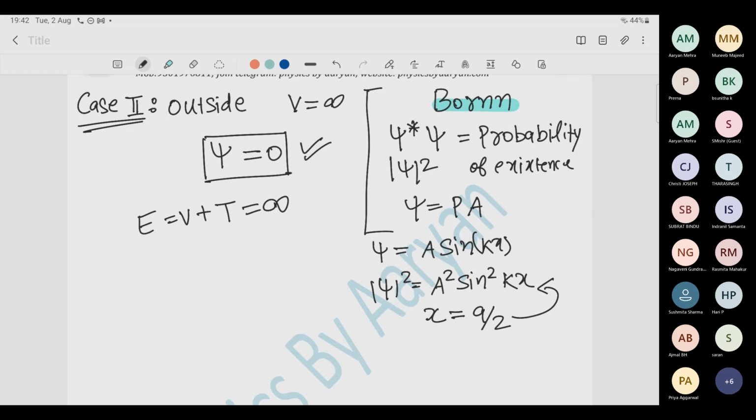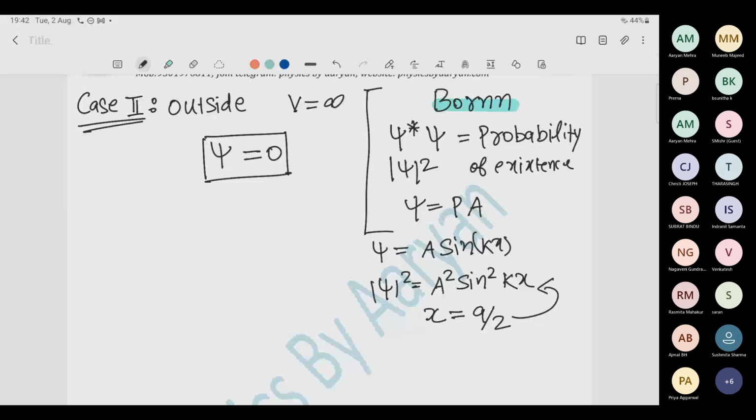All of you understand why phi is 0 outside? Tell me yes, no. Very quick. It's very important. Yes, Bhaiya. No, sir. Please repeat. Okay, thank you.